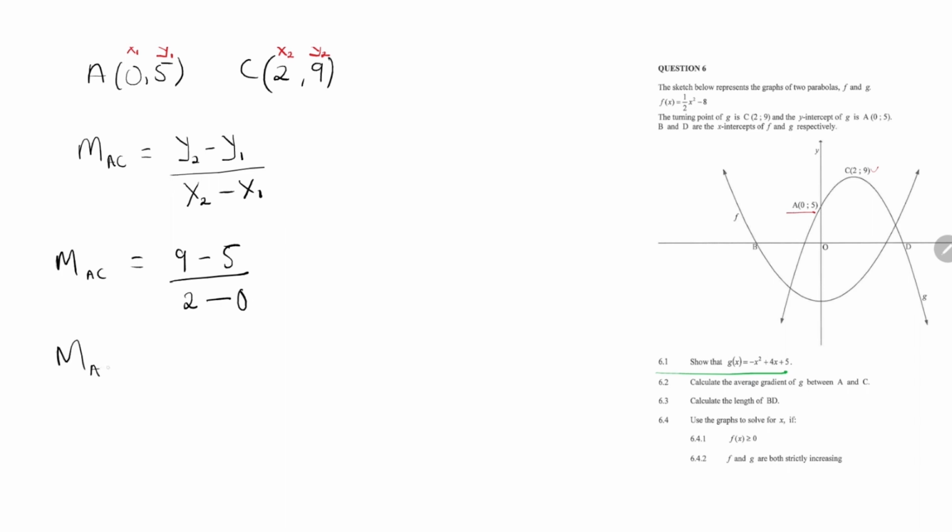So gradient between A and C will be 9 minus 5, that's a 4, over 2 minus 0, so we will have a 2 over here, which gives us a 2. So that means the average gradient between A and C is equal to 2. And that is just how we find the average gradient of g between A and C. Alright, up next we have 6.3.